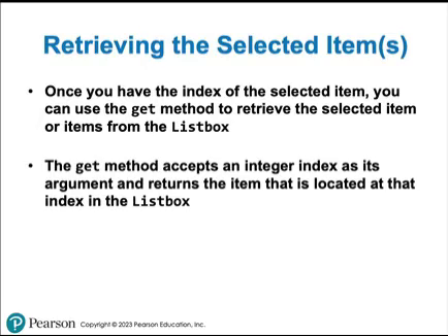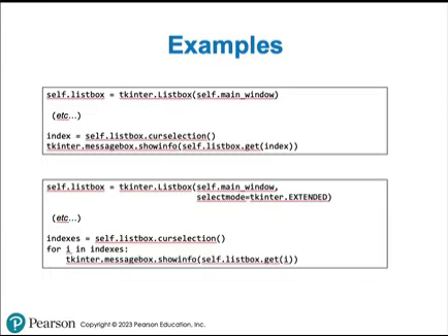Once you have the index of a selected item, you can get that from the list box. It accepts an integer index as an argument and returns the item that is located at that particular index within the list box. So another example, you're going through and you're getting an index of an item and then you're displaying it, or for all the indexes you're going through and displaying them if you had a multiple selection in the example down at the bottom.